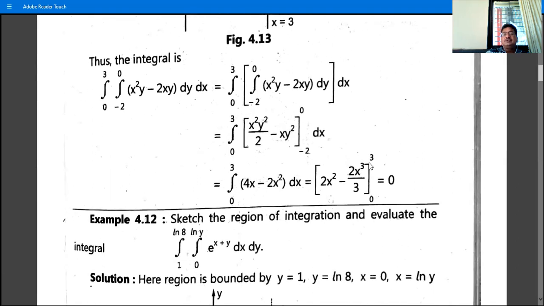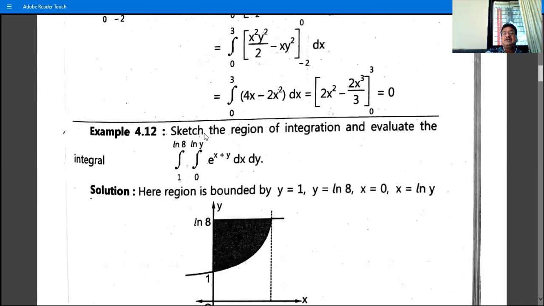Okay, and then 0 to 3, lower limit, upper limit. Substitute x as 3, and then substitute x as 0. If we substitute x as 0, we have 0 answer. And if we substitute x as 3, then what do we have? 3 square 9 into 2, 18, minus this quantity, that is 3 cube 27 into 3 divided by 3, again 18. 18 minus 18, answer is 0.